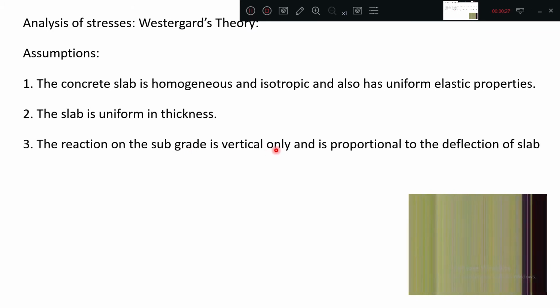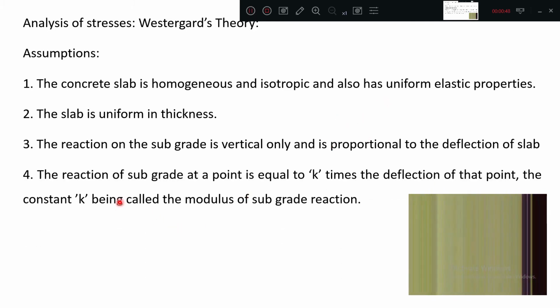K is only vertical. You have seen in the last presentation where K acts as a spring type of a slide I have shown, where subgrade reaction is acting vertically and proportional to the deflection. That is why we have the formula K is equal to small p by delta. Okay, so the reaction of subgrade is equal to K times the deflection. So K, we generally call it a modulus of subgrade reaction.